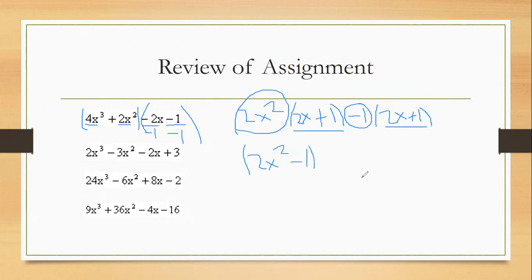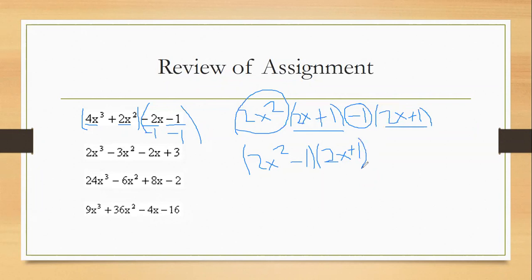And the other one's going to be the underlined numbers, or the two numbers in the parentheses. This only works if both of these are the same. If they're not the same, it's not going to work. So the other one is 2x plus 1.